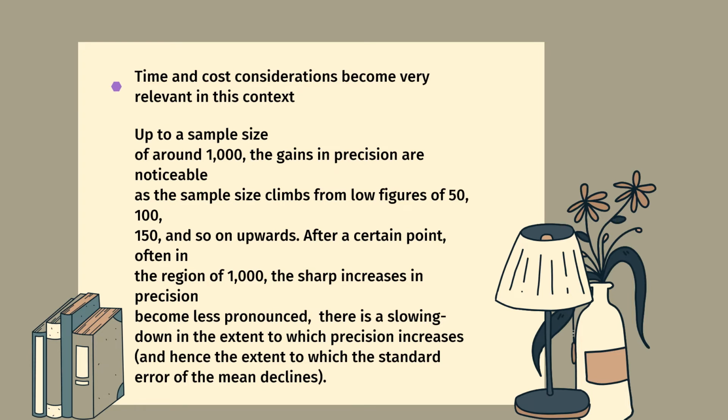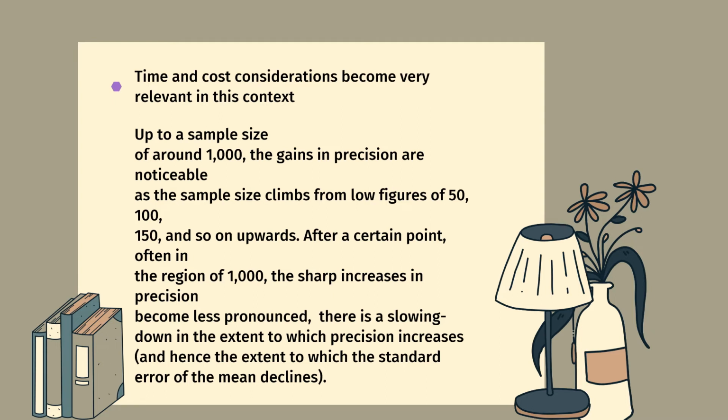However, by and large, up to a sample size of around 1000, the gains in precision are noticeable as the sample size climbs from low figures of 50, 100, 150, and so on upwards. After a certain point, often in the region of 1000, the sharp increases in precision become less pronounced. There is a slowing down in the extent to which precision increases, and hence the extent to which the standard error of the mean declines.